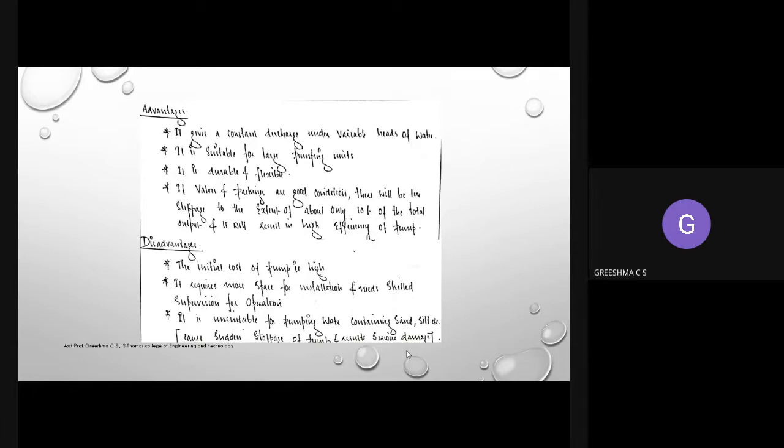Now another disadvantage is that this is very unsuitable if the water is polluted, that is, if the water has a lot of dissolved particles or contains a lot of fine sand. In such cases, this pump will be inefficient, because there is a chance of corrosion, or you can say a chance of scoring.